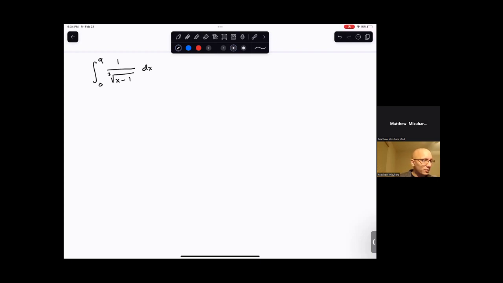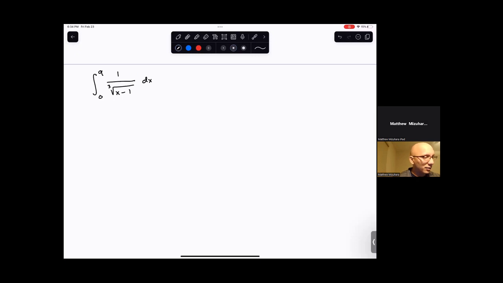Okay. Question number 2. Here's another integral. This looks like a normal integral. At least it has finite bounds. But I do notice that my integrand has a discontinuity at x equals 1, and that is inside this interval. Okay, so this is a type 2 improper integral. So I'm noticing that x equals 1 is a discontinuity.